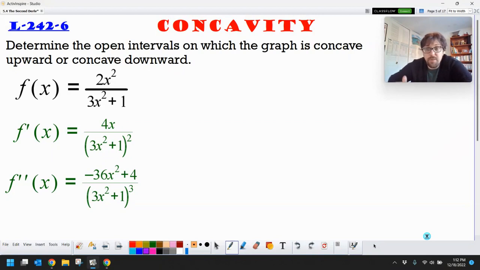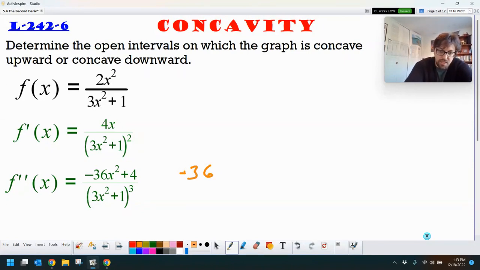In this next example, again, we're looking for where it's concave up or concave down. I've taken the liberty of finding those two derivatives because they're kind of long to find, and I mostly want to be talking about this concavity thing and not quotient rule. So I just found those two derivatives, and I need to see when this thing is going to equal 0. So I just take that numerator and set that equal to 0.